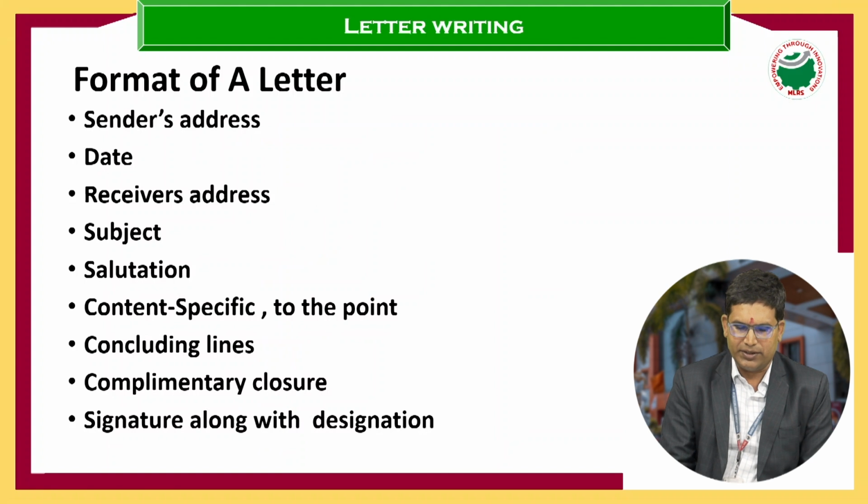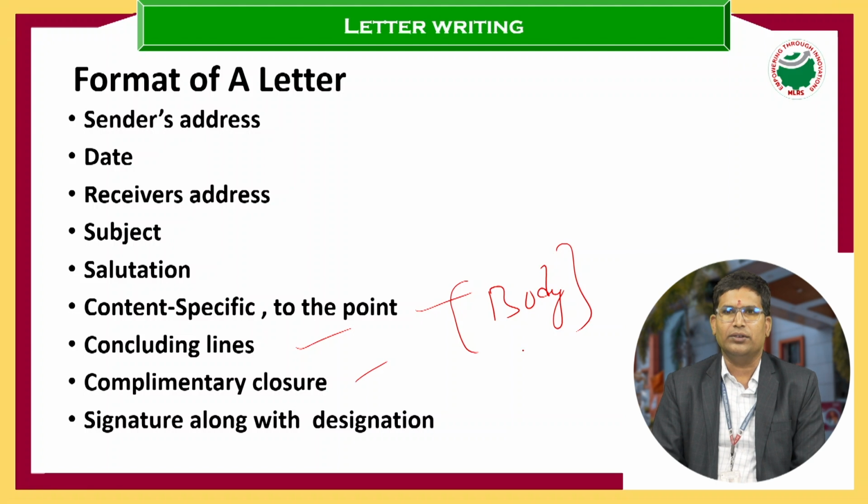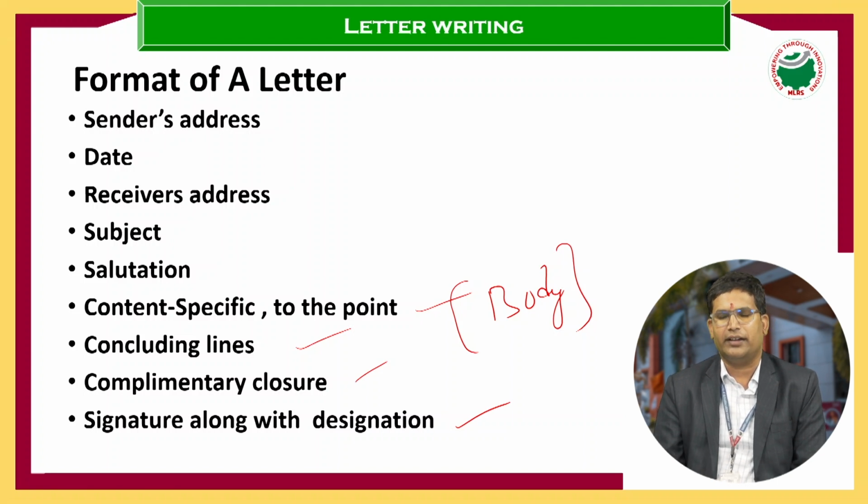After the salutation come the content specific to the point, concluding lines, and the complimentary close. The content is the body of the letter: the matter you are trying to write and convey to the reader, the receiver. Then the signature along with the designation. So these are the format of a letter and the things included in letter writing.